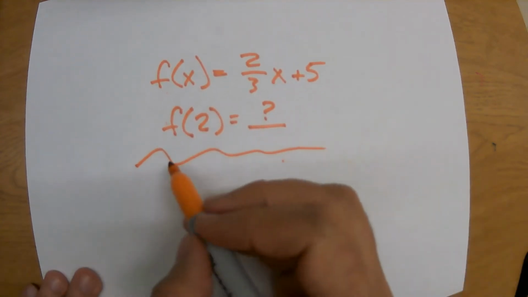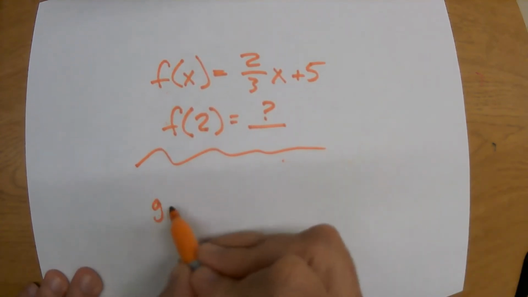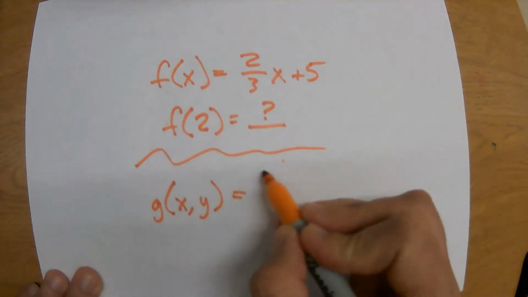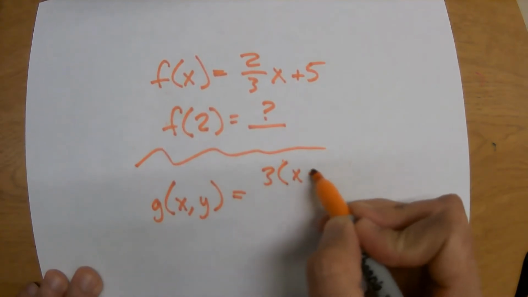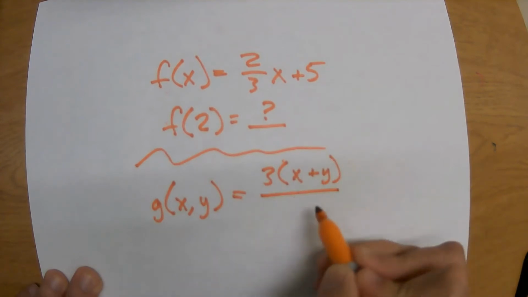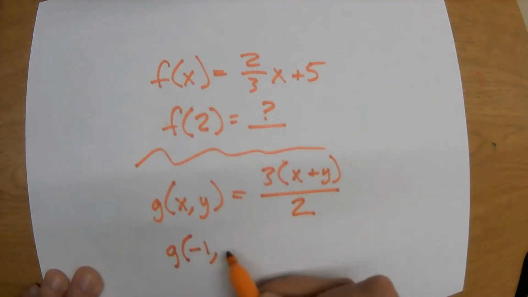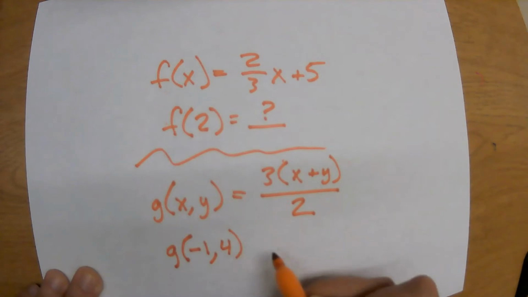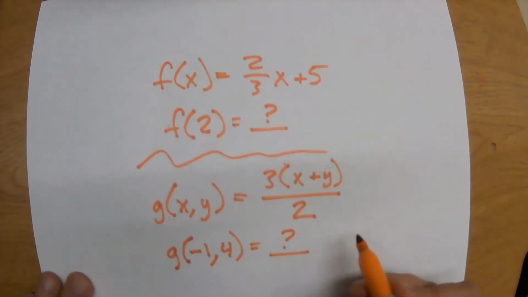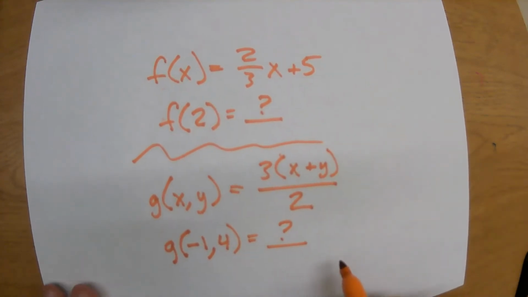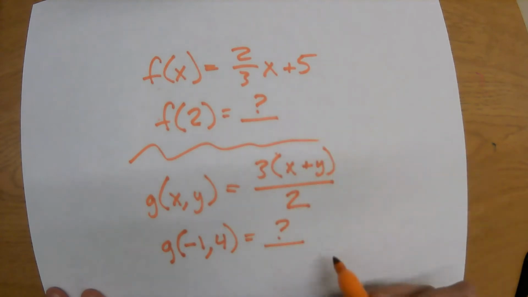And we could even pick a different equation, like let's say I had g of x comma y is equal to 3 times x plus y, maybe all over 2. And I said, what's g of -1 comma 4? I think we don't know what to do here as well, right? But rather than work out the algebra here, let's move on over to IDLE and see how this would look as Python code.